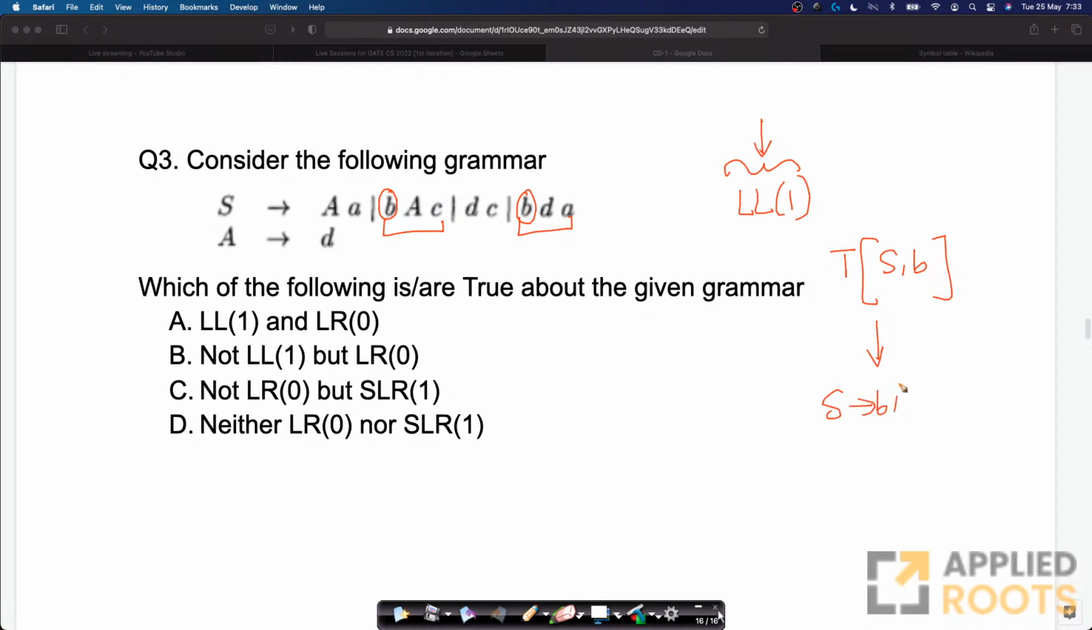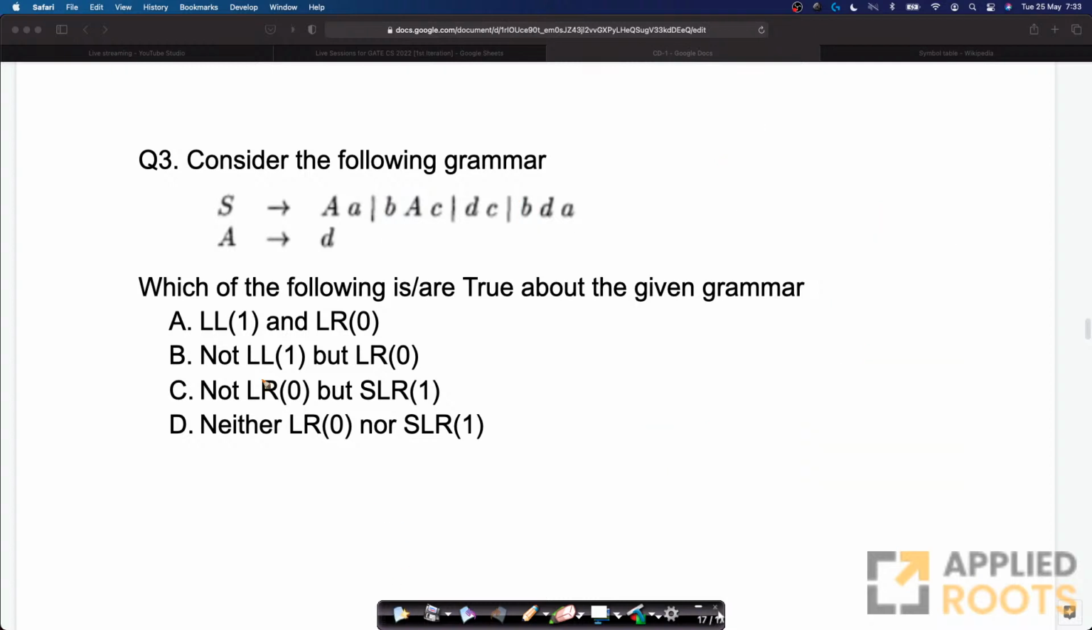S generates BAC and also S generates BDA in the same cell, which is the Sth row and Bth column. That's what I mean when I say "in table". S comma B basically means you have to place both of them in the Sth row, Bth column when you write the parse table for LL1, which means there's a conflict here, right? Obviously, no brainer, so this is not LL1.